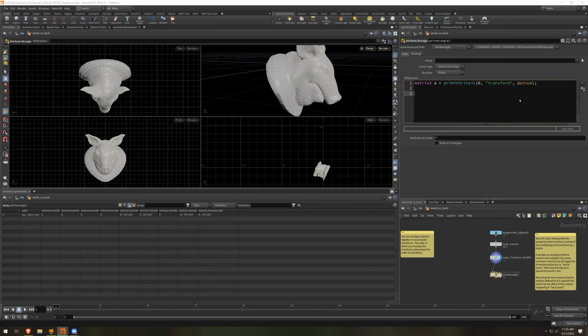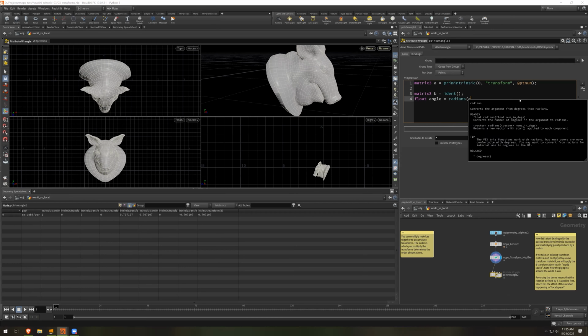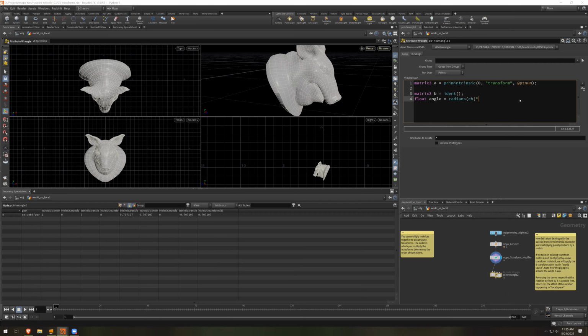So now what I'm going to do is make a second matrix, and this is going to describe the rotation that I want to apply to this packed primitive. So we'll start from an identity matrix. I'm going to call this b, and it's just ident. So currently it's applying no transformation at all. I'm going to define an angle. So we're going to say float angle equals radians, and then let's make a parameter for this so we can kind of play around with it. So I'm going to make a float channel called angle. We're going to specify it in degrees, and then we're converting it to radians for the purposes of rotation.